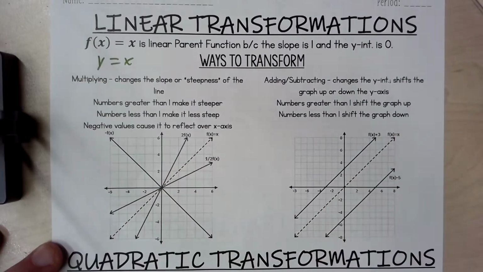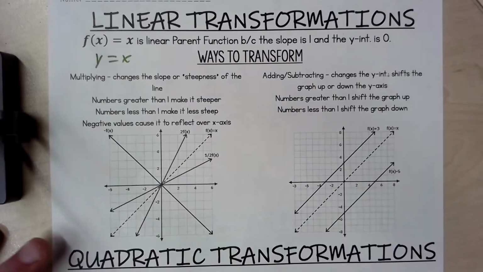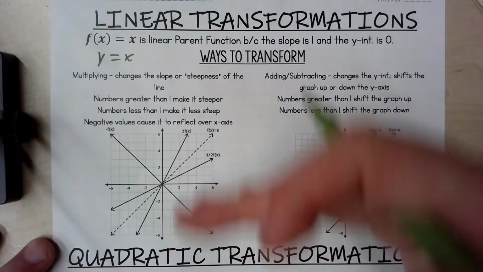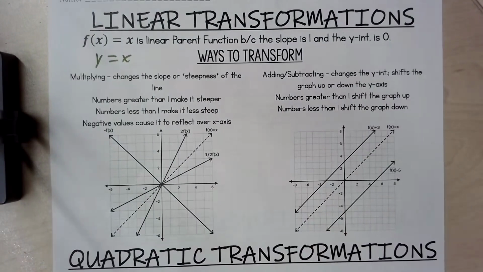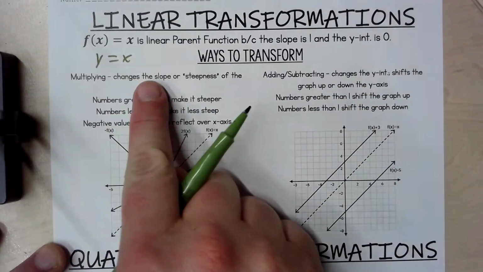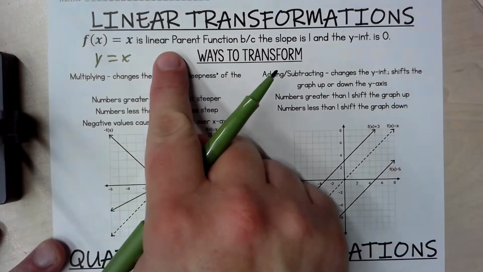And every other linear equation is actually born off of this equation, because this is the parent function. So all the other ones are transformed off of this. Well, there's only two ways to transform a linear function. We can either multiply, which changes the slope or the steepness, or we can add or subtract on the end, which is changing the y-intercept.